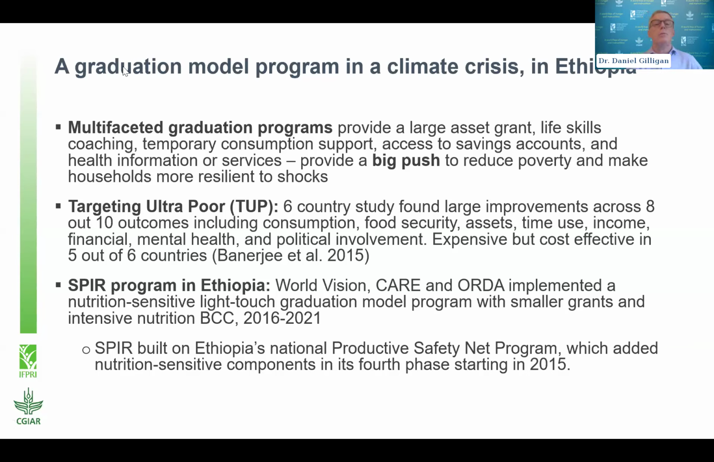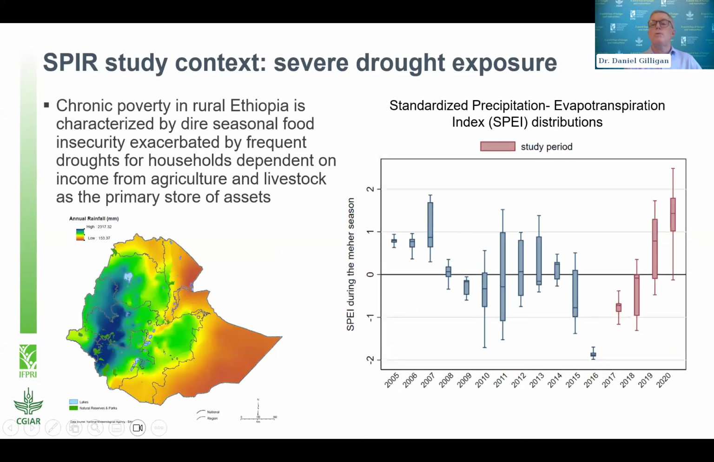We took a look in some of our results at the effect of the program in protecting households from drought shocks, and so from dry and low rainfall periods. The period of study is that on the right, where a very dry period would be down at the bottom of this graph. The period that we were looking at was relatively moderate drought shocks. But we looked at how the program helped protect households from those shocks.